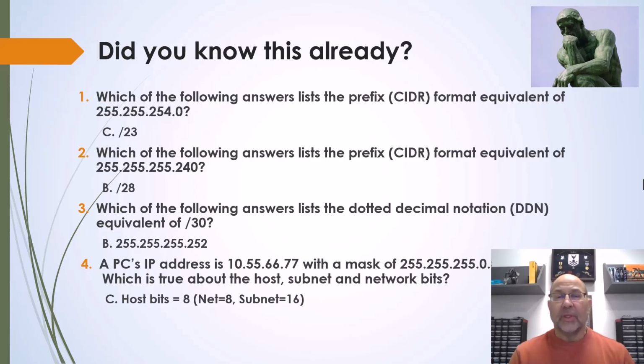So the network is still going to be 8 bits. The subnet now is going to be 16 because we stole those middle 2 octets out of the host portion, which was originally 24 bits. So the host bits are 8, and so that is the only answer that sort of fits here.